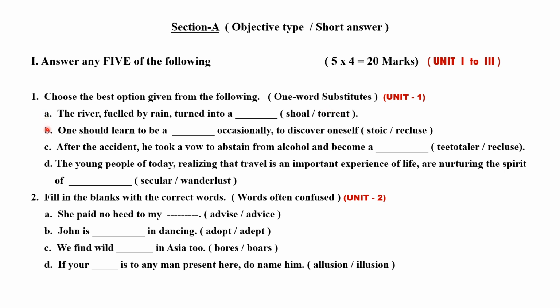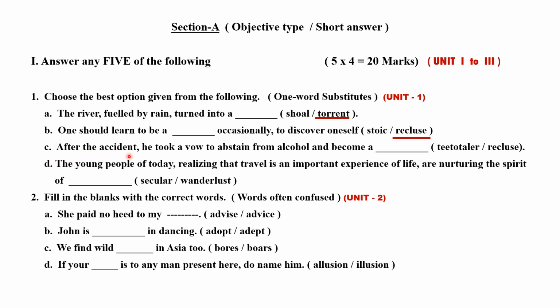So starting with question 1, the river fueled by rain turned into a dash, shoal or torrent. So your answer would be torrent. Torrent means the storm which you get on the water. Shoal means group of fish. So you might be knowing this, students. Second, one should learn to be a dash occasionally to discover oneself. Stoic or recluse. Stoic means without any expressions, and recluse means enjoying your solitude, means you have to introspect into yourself. So your answer is recluse.